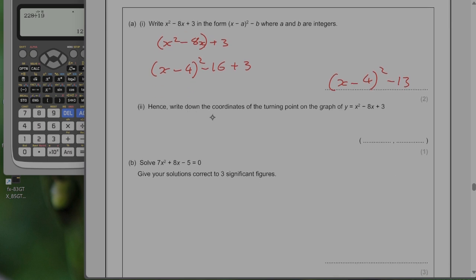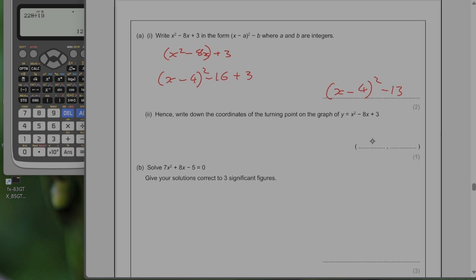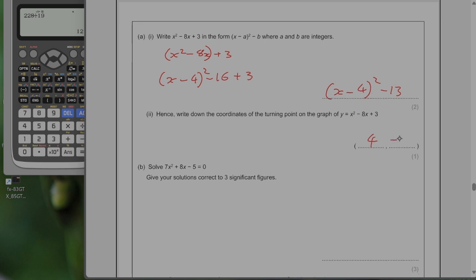Right, hence write down the coordinate of the turning point. So the turning point is when this value is going to be 0. So x would need to be 4 to make that 0. And when x is 4, this value will just be equal to minus 13. So that's going to be the coordinate of the turning point: 4, minus 13.